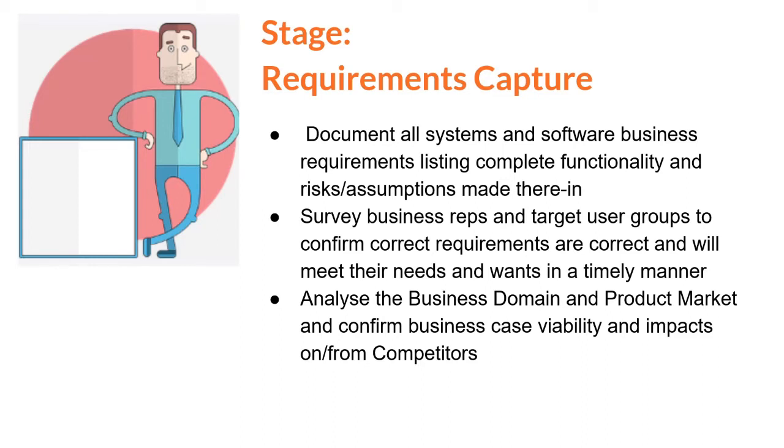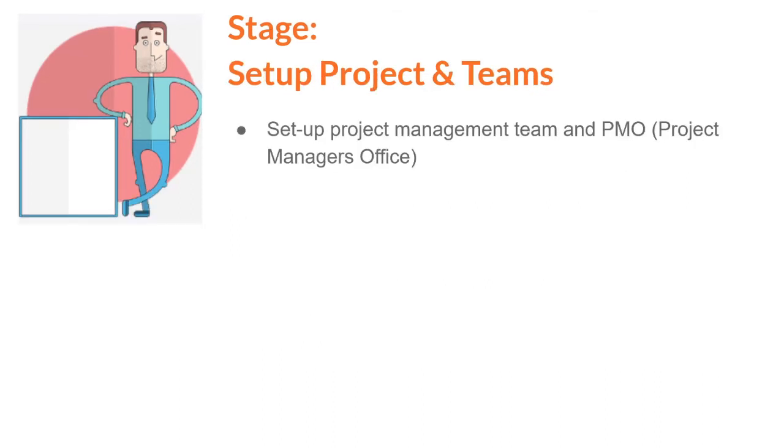Okay, next stage is set up our project and teams. In this stage we create the project management team that's going to run the project and control it from beginning to end. We set up our project management team and our project manager's office and get the project rolling. We write our project plan for the project and get that reviewed and signed off by all the people involved.